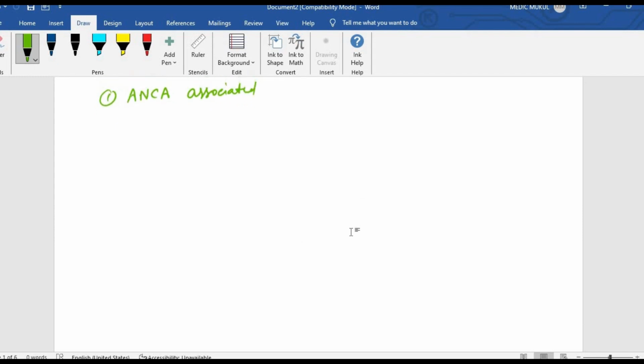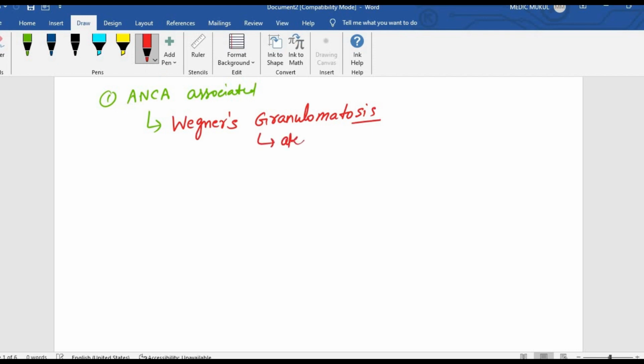Anti-neutrophil cytoplasmic antibody. In ANCA associated vasculitis, we will see Wegener granulomatosis. What happens in Wegener granulomatosis? This is also known as granulomatosis with polyangiitis. So we will see a triad.